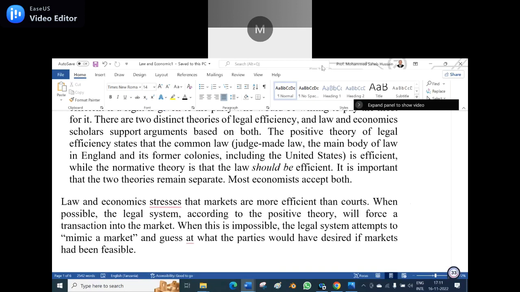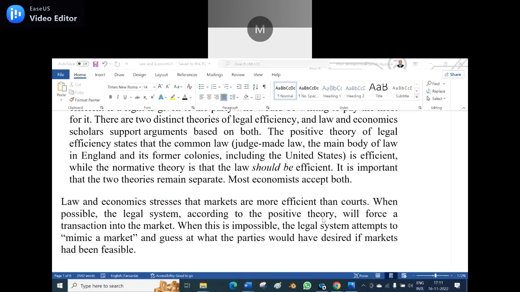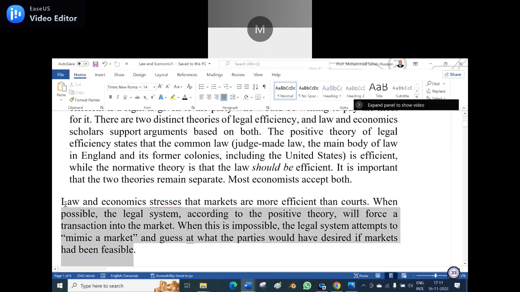Participants, are you hearing me? Yes, unmute and say yes. Participants, once again. And I could see Petrolina Chuma is there. She doesn't know how to mute and unmute. Fidelis Kitange, do you know how to mute and unmute? Yes, I know. Please, whenever I ask, you should give the answer to me. Okay. Can you unmute and read this paragraph which I highlighted here?